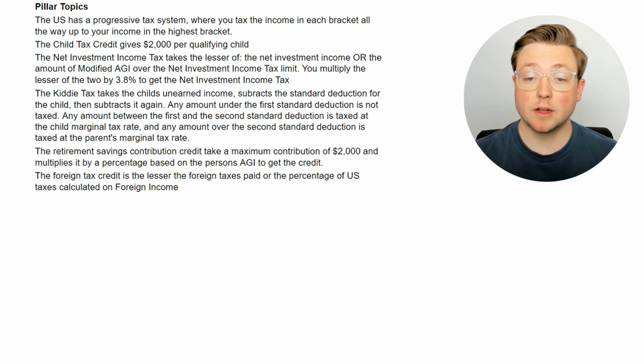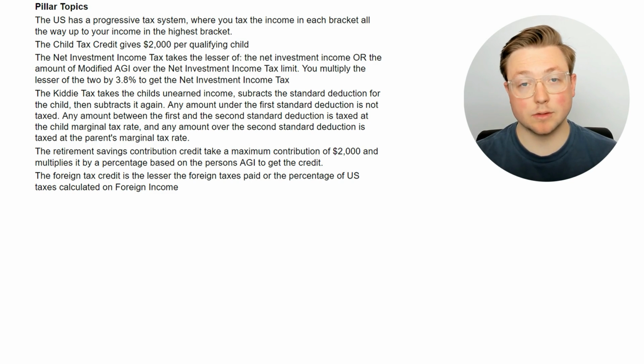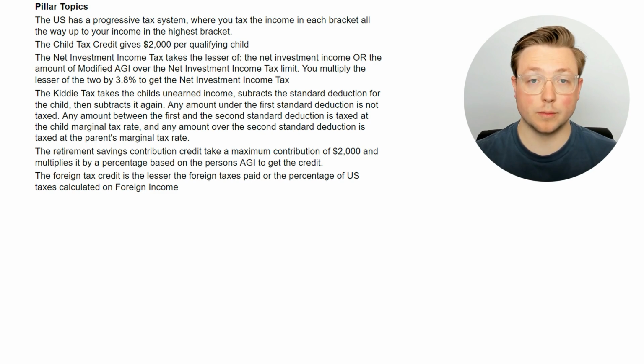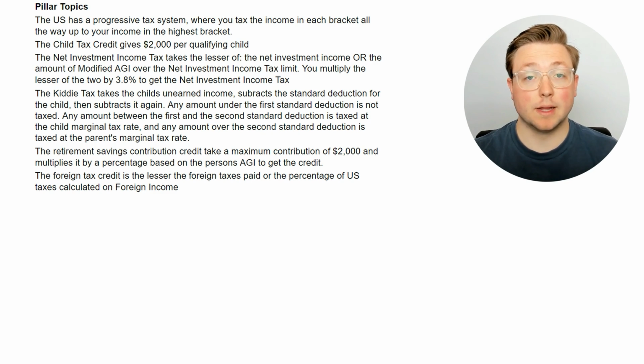Next, the net investment income tax takes the lesser of the net investment income or the amount of modified AGI over the net investment income tax limit, which will be given or you'll know from your review course, and you multiply the lesser of those two by 3.8% to get the net investment income tax.